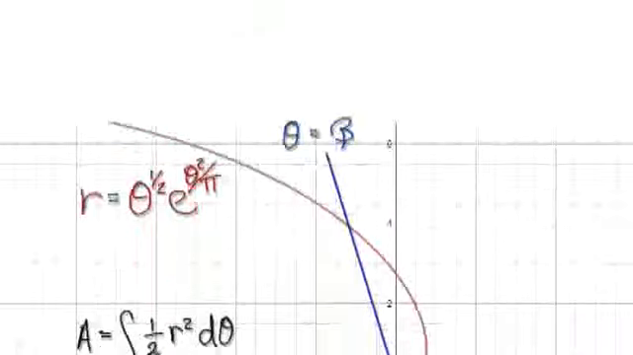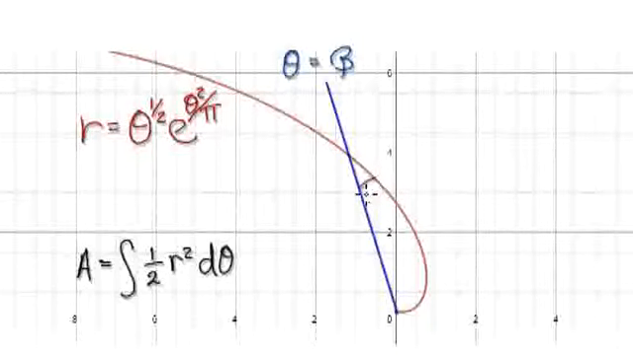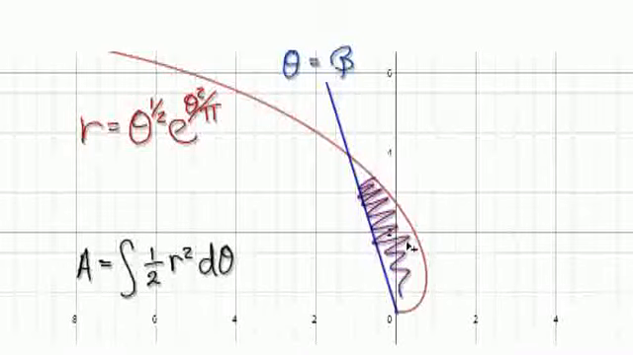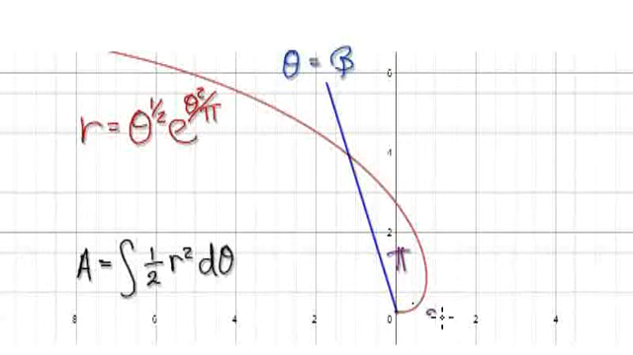Okay, let's give you guys some practice. So this area here is equal to pi. If the area here is equal to pi, what must this angle be? So work out beta. What must this angle be?